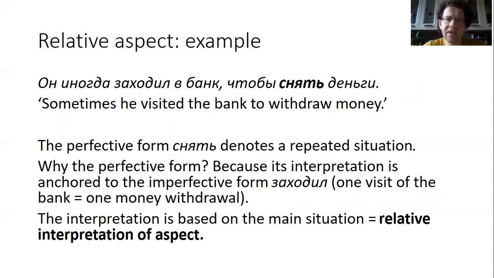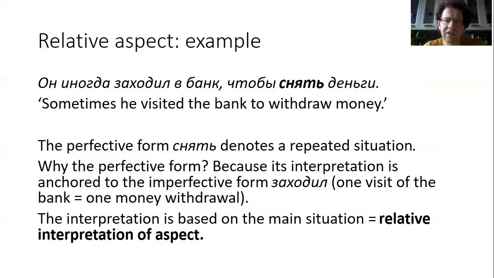Here is an example of a relative aspect interpretation. Он иногда заходил в банк, чтобы снять деньги. Here we have a complex sentence where both situations, he visited the bank and to withdraw the money, are repeated. He repeatedly visited the bank and he repeatedly withdrew his money. So in the main clause, everything is clear. The imperfective form заходил is used to mark repeatedness. By contrast, in the embedded clause, the perfective form снять denotes a repeated situation.